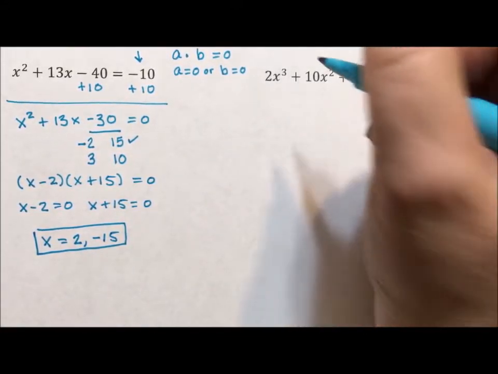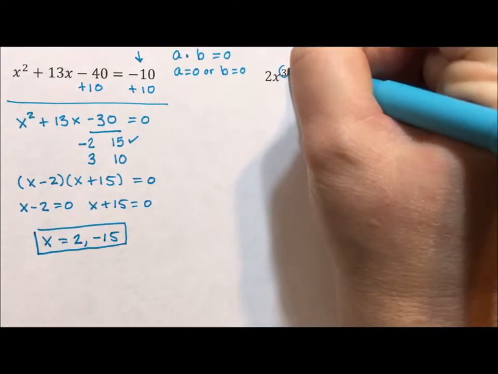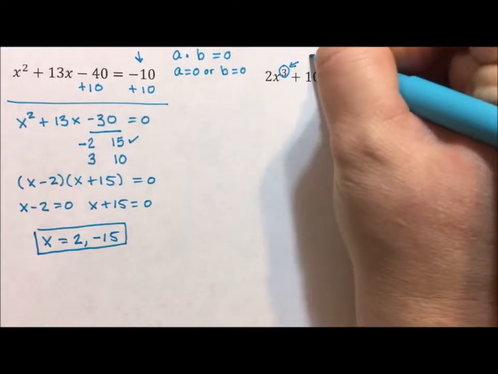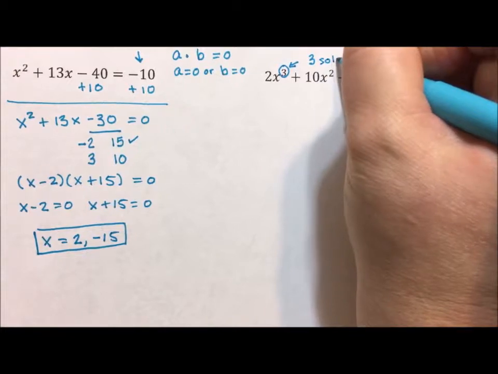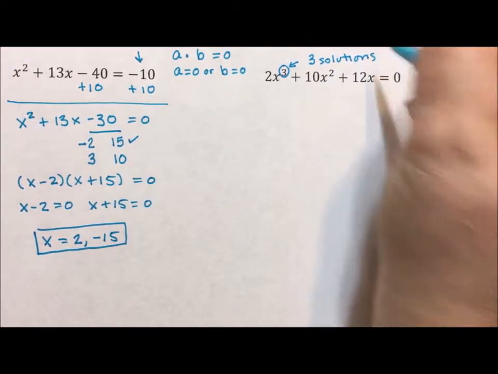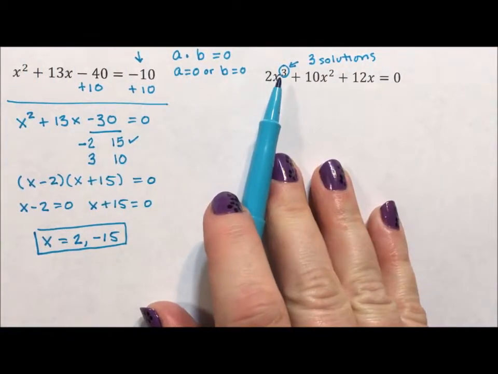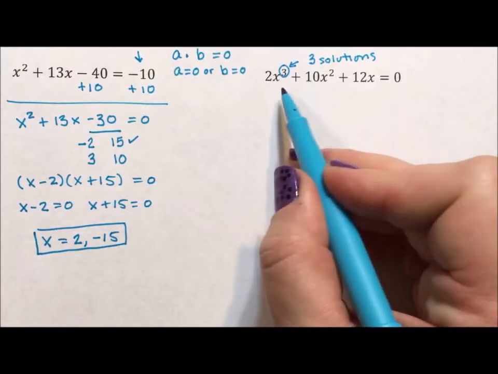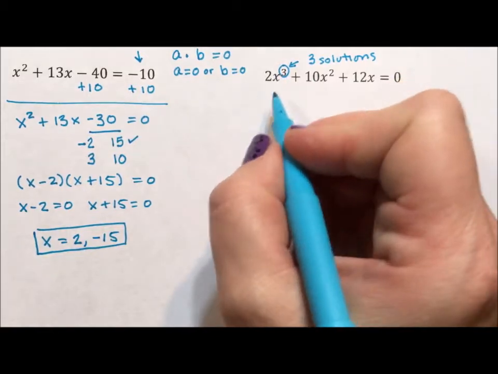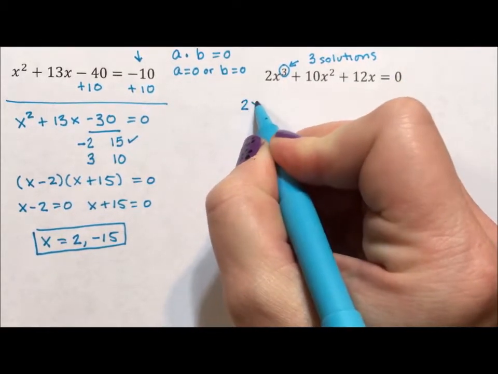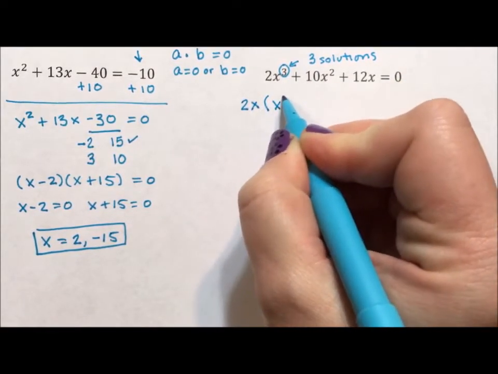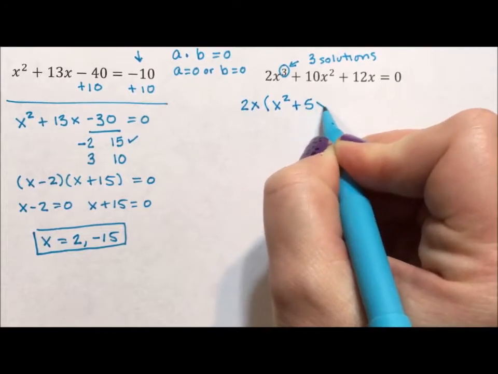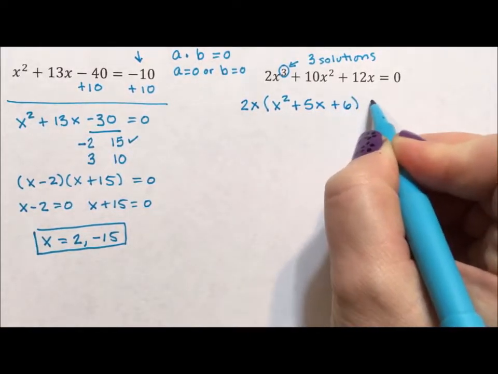Here, this polynomial has a 3, which means we're looking for 3 solutions. So here we were looking for 2, here we're looking for 3. I notice there's an x in every term and also a 2. So I'm going to factor out a 2x. So I end up with x squared plus 5x plus 6.